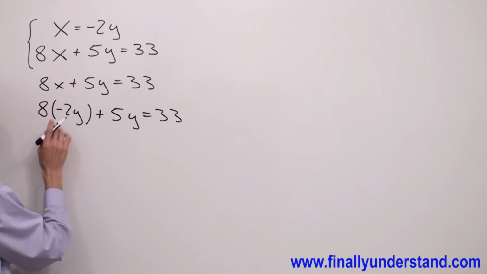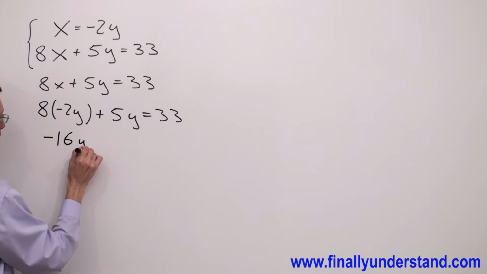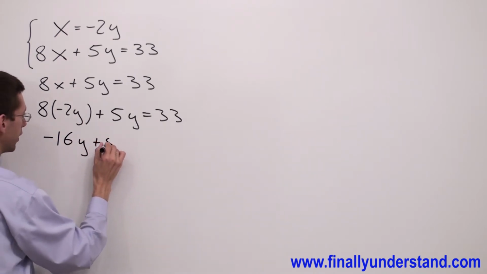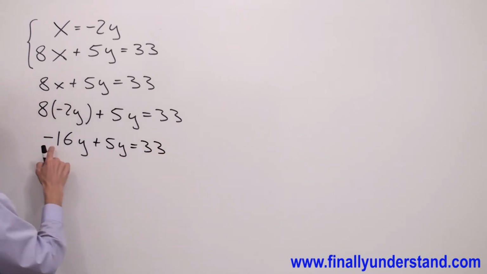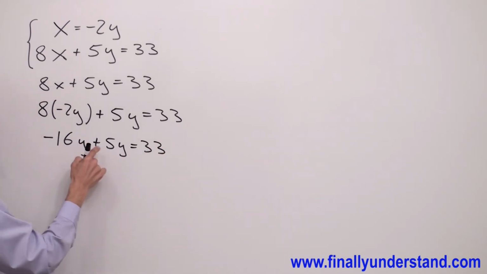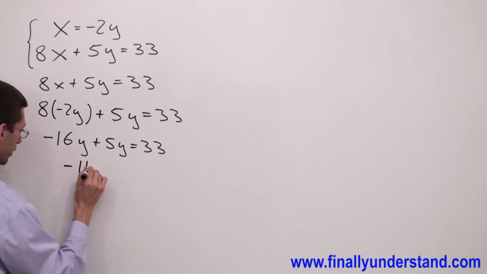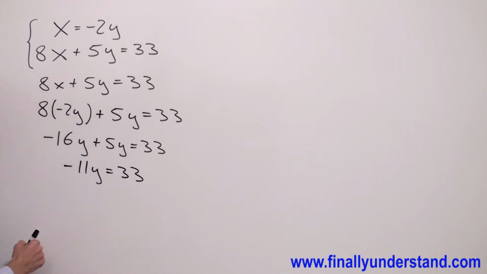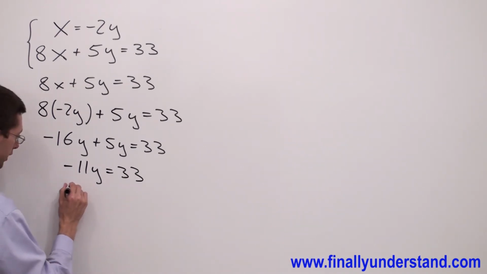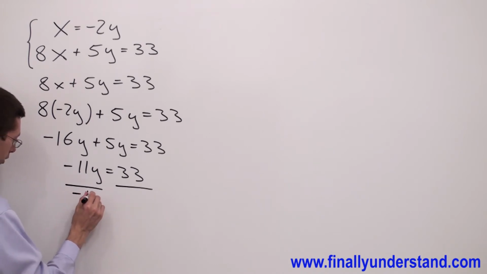So I have 8 times negative 2 is negative 16y plus 5y equals 33. Negative 16 plus 5 is equal to negative 11y equals 33. In order to find the value of y, I have to divide both sides of the equation by negative 11.